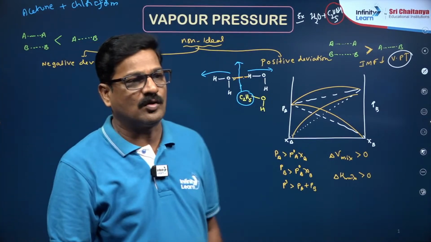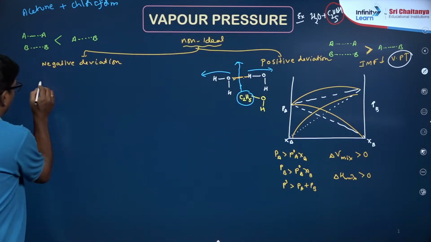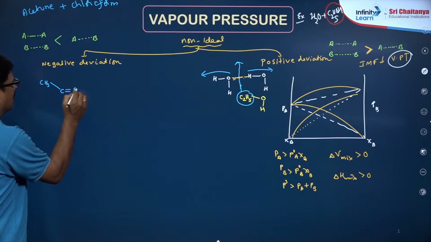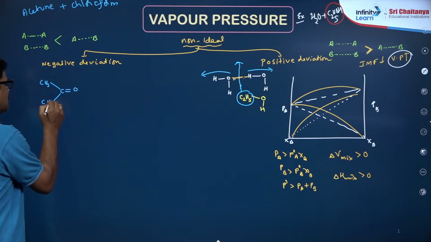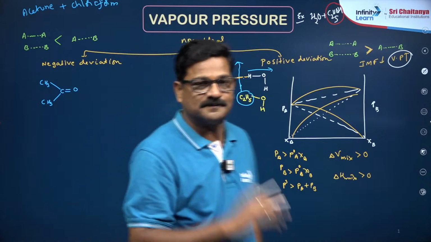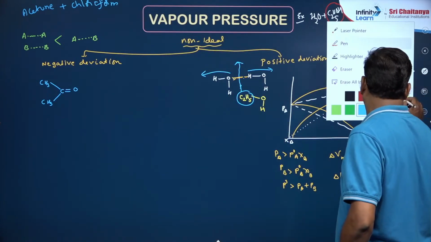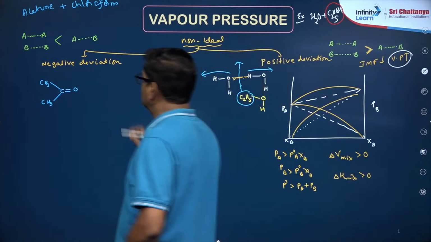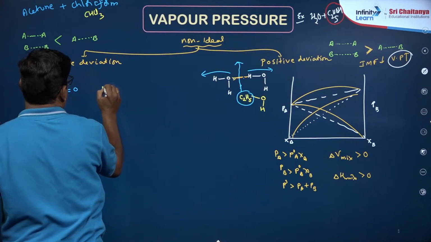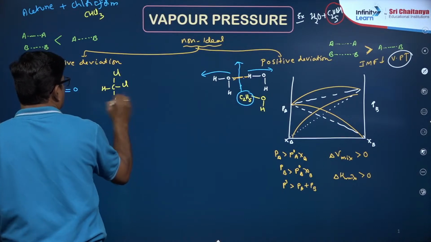एसीटोन एंड क्लोरोफॉर्म. जो एसीटोन आपका स्ट्रक्चर देखना पड़ता, CH3 C डबल बॉन्ड O एंड CH3, उसमें कुछ हाइड्रोजन बॉन्डिंग वगैरह नहीं होता है. एंड क्लोरोफॉर्म का स्ट्रक्चर है CHCl3. सो H, CCl Cl Cl.